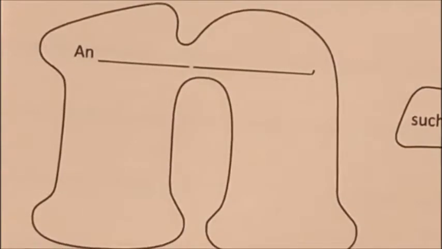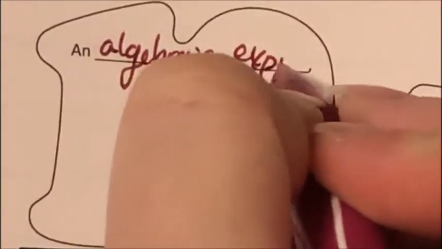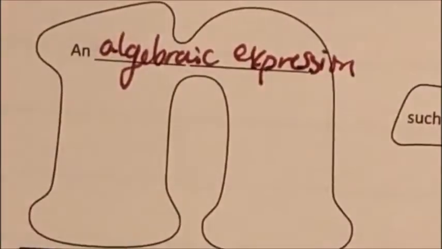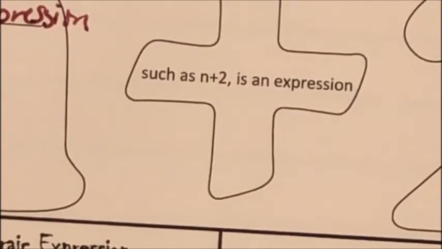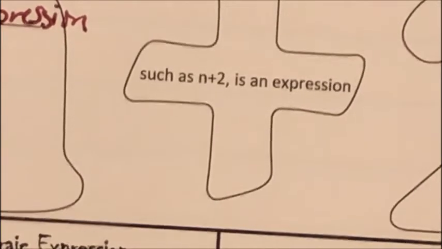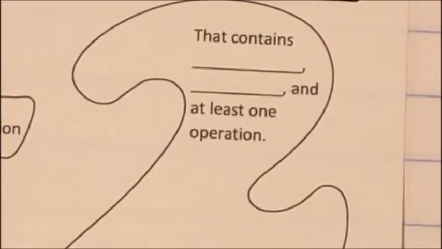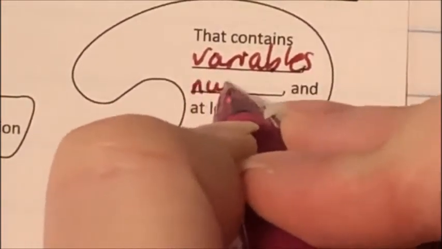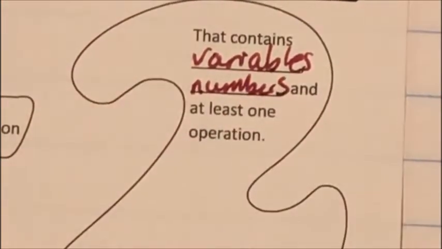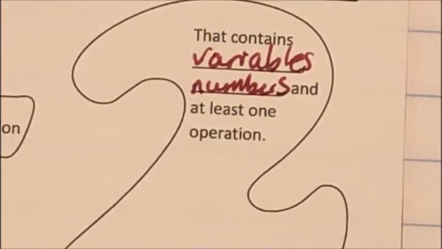And so an algebraic expression such as n plus 2 is an expression that contains variables, numbers, and at least one operation.